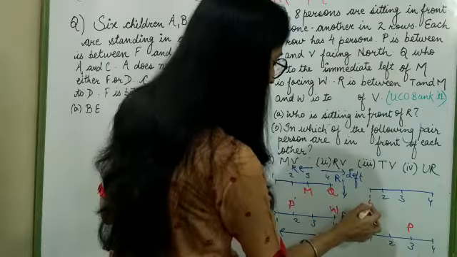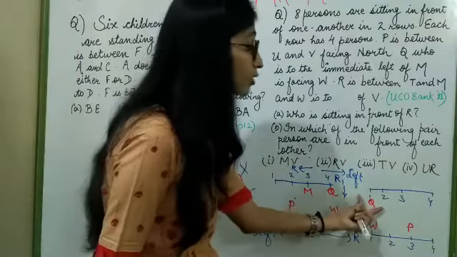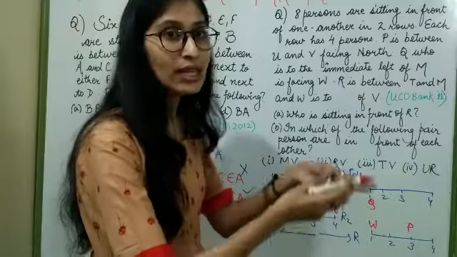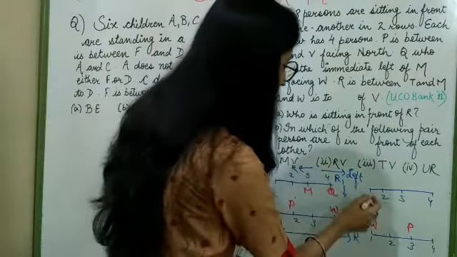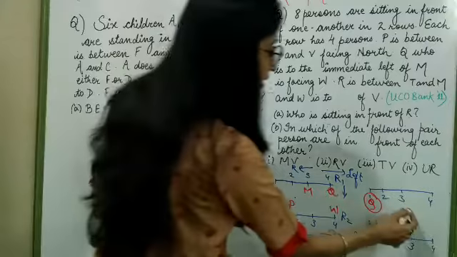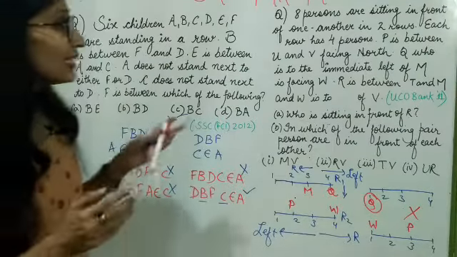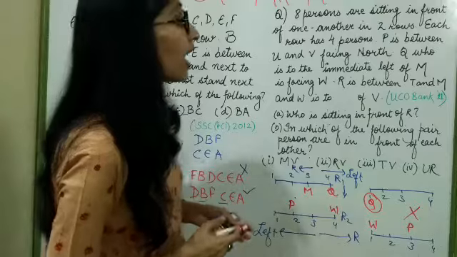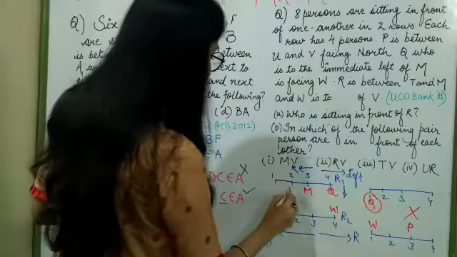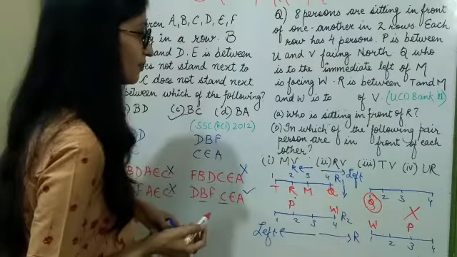Q is facing W, but in this case I cannot position M, because M is to the right of Q and here Q is at the extreme end. So this assumption was wrong. Okay. Next statement is R is between T and M. So place R between T and M.